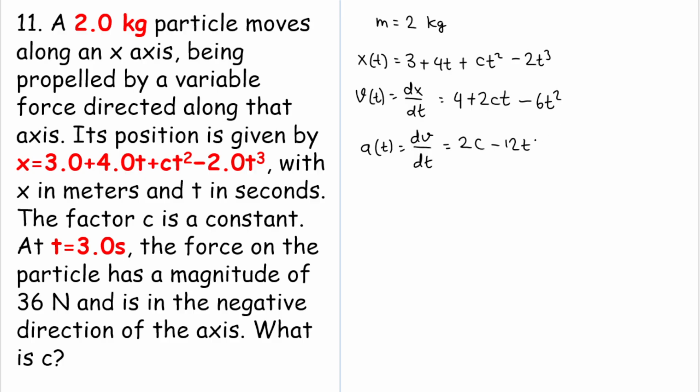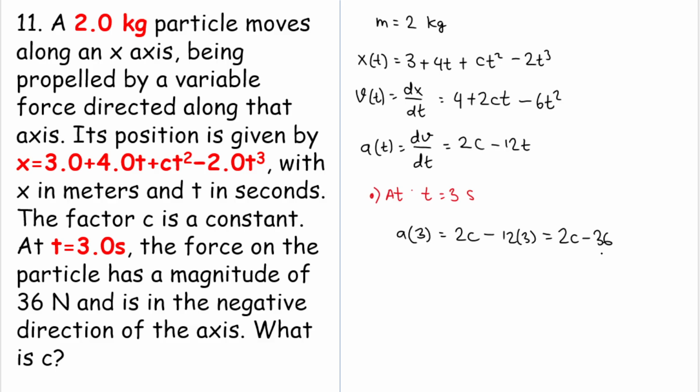Good. But our time here is 3 seconds. So at t equal to 3 seconds, we have a(3), and that will be 2c, and we replace the t here with 3. So we'll have 12 times 3. So we will have 2c minus 36.